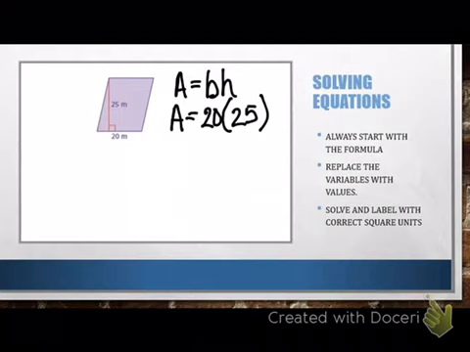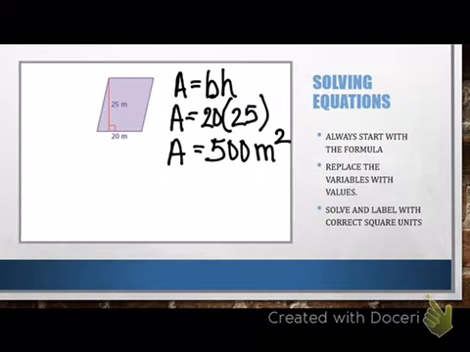Now, when I have variables side by side and no operation, what operation is always going to be done? We're going to multiply, that's right. When you have two numbers, you have to separate them somehow, either with a set of parentheses or with a dot, so it doesn't become confusing. When you multiply 20 times 25, you're going to get 500. Our measurement is in meters, and they will always be square units. So our answer is A equals 500 meters squared.